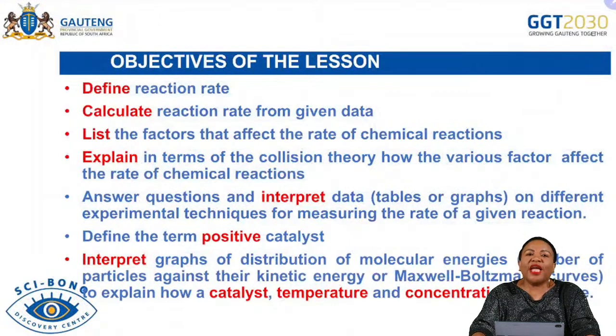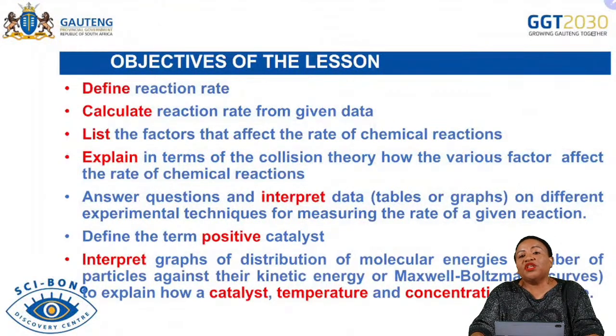We are also going to explain the collision theory, and how the various factors affect the rate of a chemical reaction. And then we are also going to answer and interpret data. Data can be given to you in tables or graphs on different experimental techniques for measuring the rate of a given reaction. So it is very important to know how to interpret data that you are provided in your exam. You are also going to define a positive catalyst.